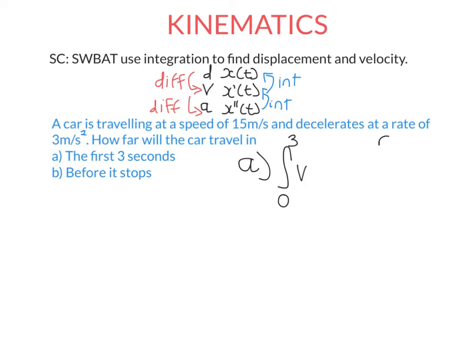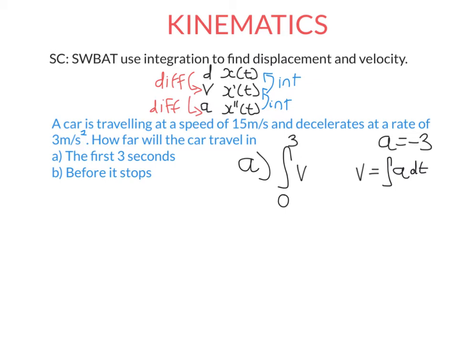So I know that acceleration is actually minus 3. That's because it's decelerating at 3 meters per second. That means the acceleration is minus 3 meters per second squared. It's losing 3 meters per second of velocity each second. So in that case, velocity will be the integral of acceleration. Now here, I'm not going to put values for t. I'm just going to do the indefinite integral of acceleration with respect to time.